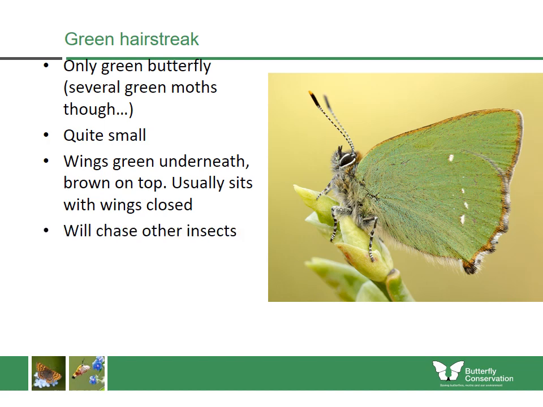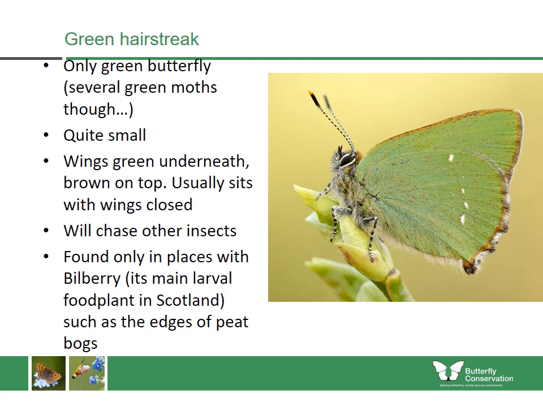It can be quite hard to see them though in their habitat, because sometimes they'll land upon birch twigs and they look just like a birch leaf as they sit there. They're usually only found in places with bilberry. This is its main larval food plant in Scotland. However, in other parts of the UK, this species will feed upon a wide variety of plants, including gorse and bramble, so it can be found in other habitats. However, in Scotland, it is mostly just found at the edges of peat bogs, where the bilberry grows.